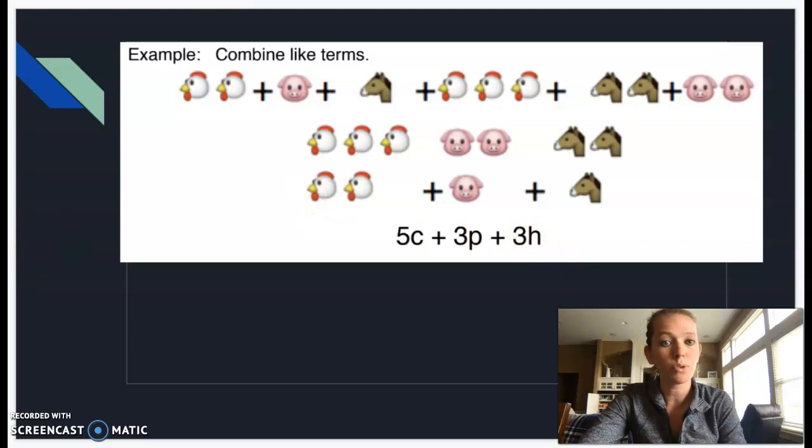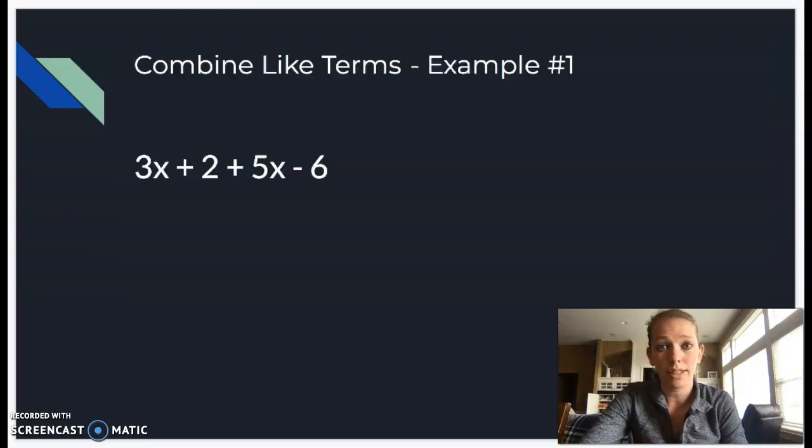So if we look at more of what we're going to be seeing in math, it's going to be just using the letters, so just our variable. The best variable that we always use is the X. So here we have something that is 3X plus 2 plus 5X minus 6. So the best thing to do first is going to be to put the like terms next to each other.